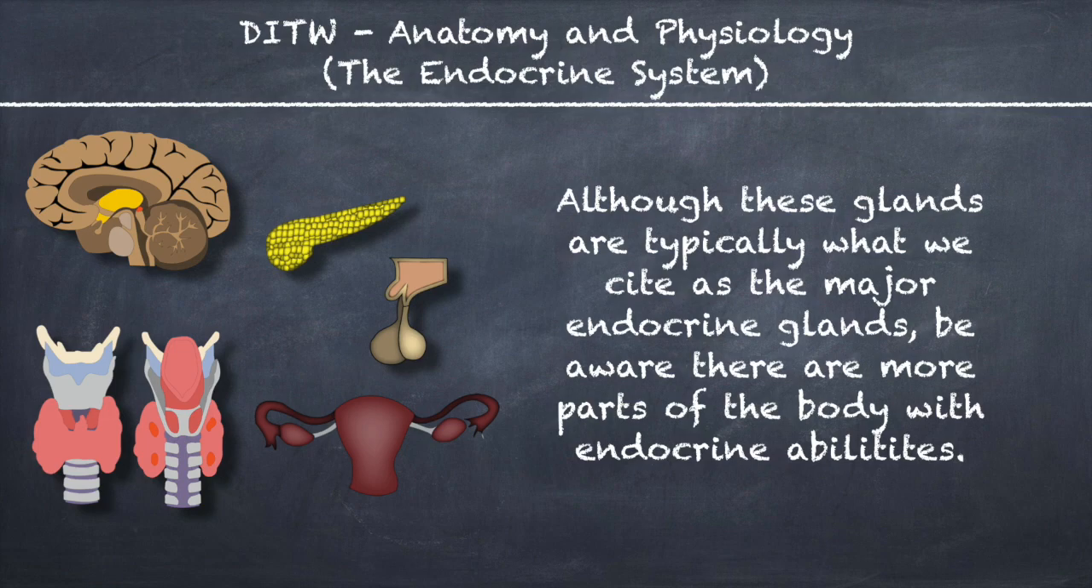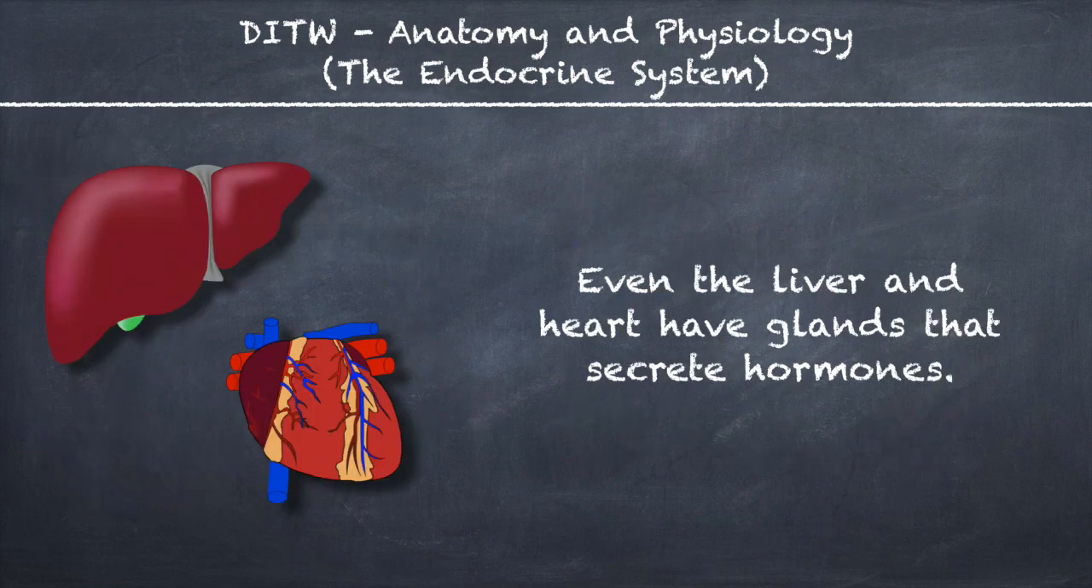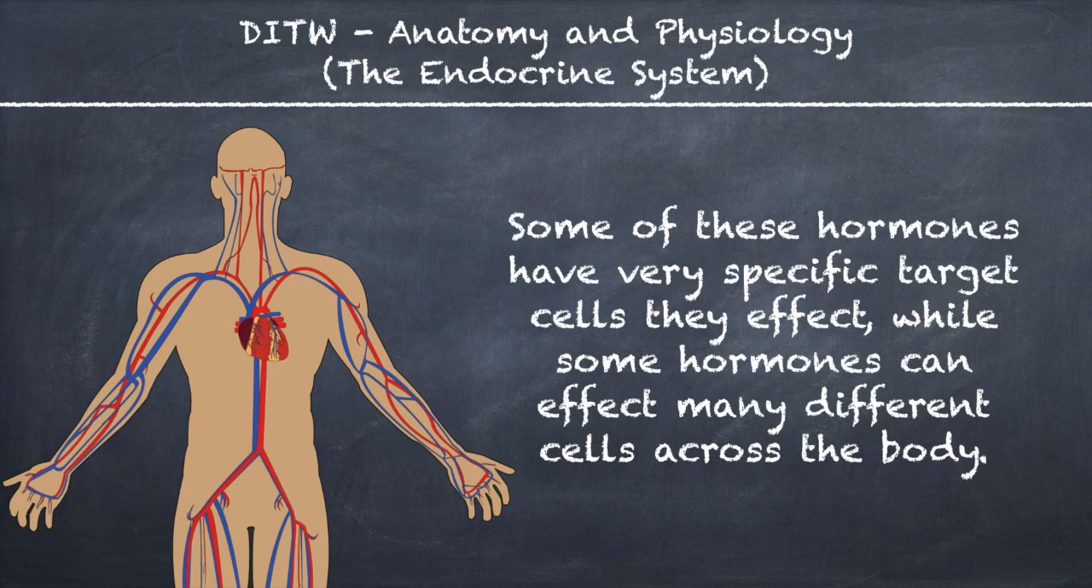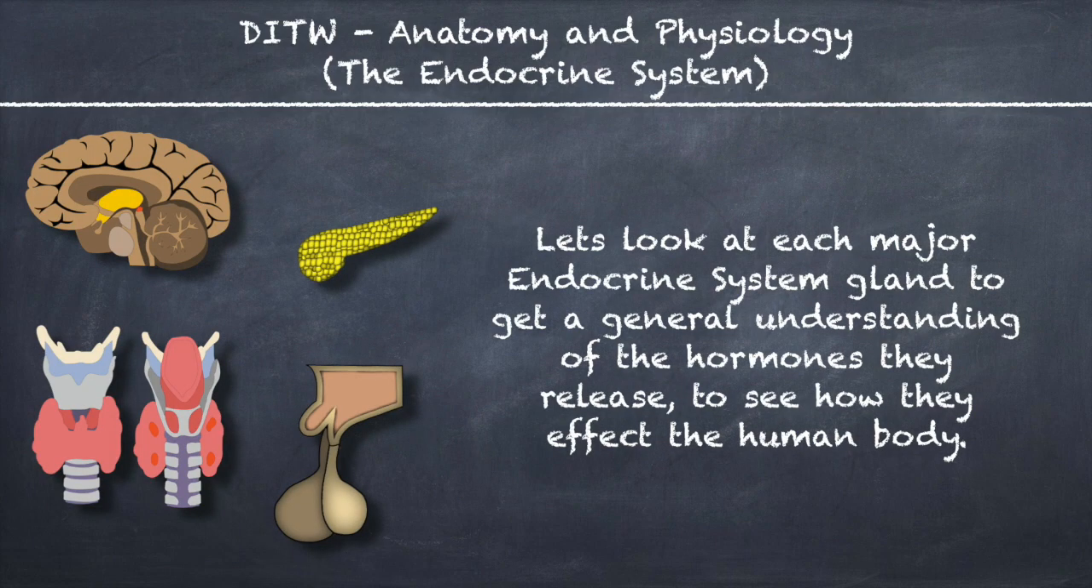Although these glands are typically what we cite as the major endocrine glands, be aware there are more parts of the body with endocrine abilities. Even the liver and heart have glands that secrete hormones. Hormones are released into the bloodstream where they travel all over the body. Some of these hormones have specific target cells they affect, while some hormones can affect many different cells across the body. Let's look at each major endocrine system gland to get a general understanding of the hormones they release to see how they affect the human body.